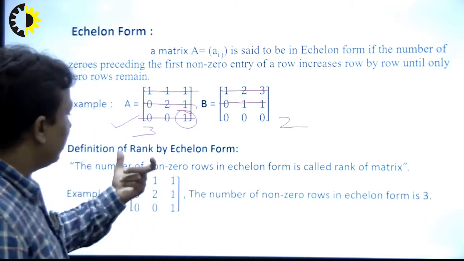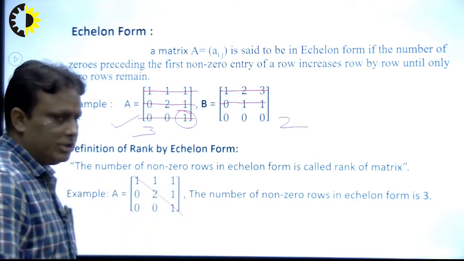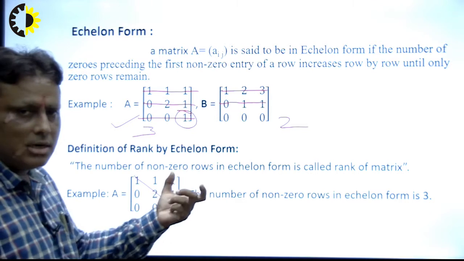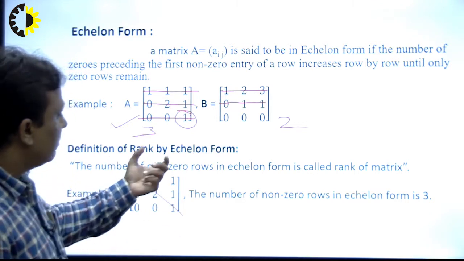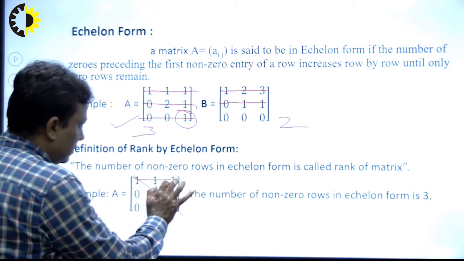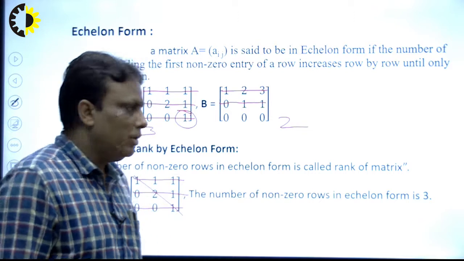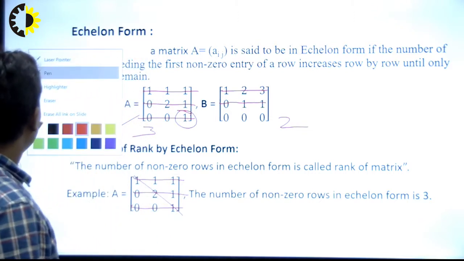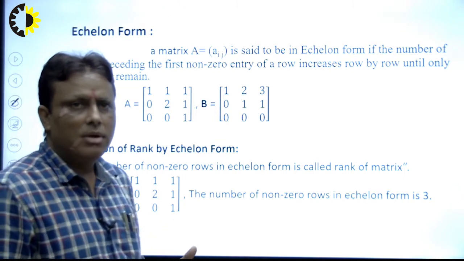Suppose this is the example. What will be the rank in this case? This is a UTM and all elements below the diagonal are 0. How many non-zero rows? First, second, and third. So the rank of this matrix will be 3 here. In this way we find the rank of each matrix with the help of echelon form.